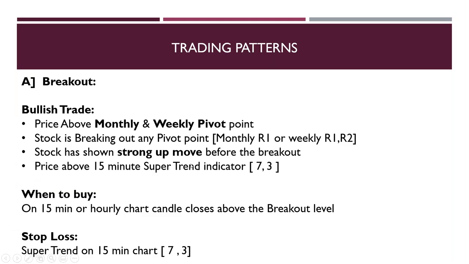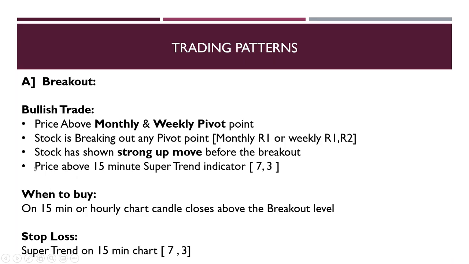Price is above monthly and weekly pivots, which are layer 1. That means the stock is bullish. The stock is breaking out of any pivot point, monthly R1 or weekly R1 or R2, and the stock has shown a strong up move before the breakout. So this move is strong with decent volume, so we can take a long trade.